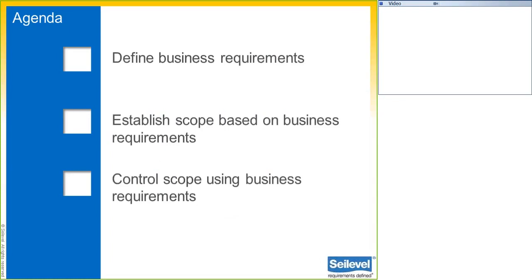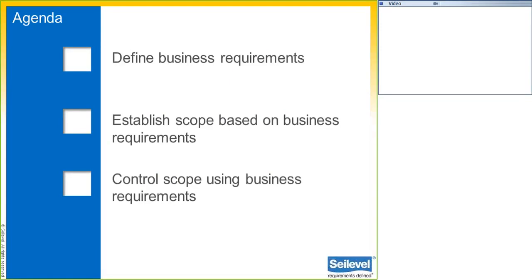So first of all, you're looking at the topics we're going to talk about today. First, we're going to define what are business requirements. I think this is important because everybody has their own definition. Then we're going to talk through 4 different scoping models that are based on those business requirements. And then finally, we're going to wrap up with how do you take all of that information and use it to control the scope on your projects.